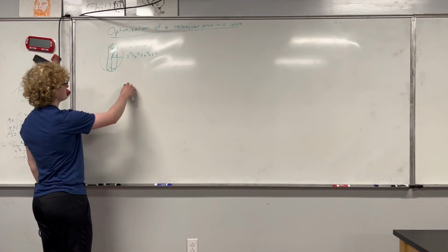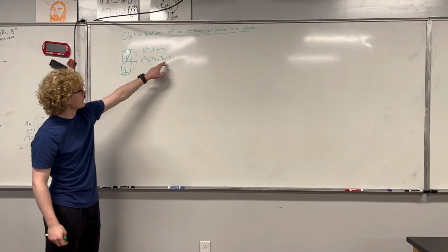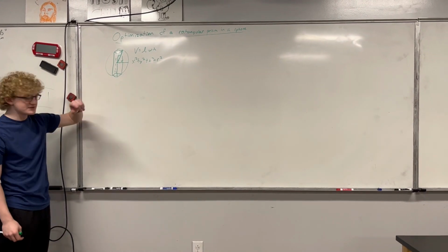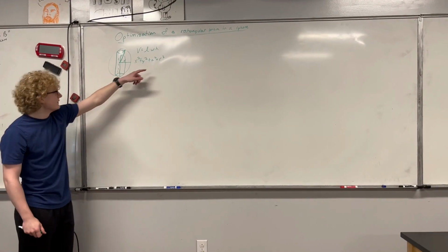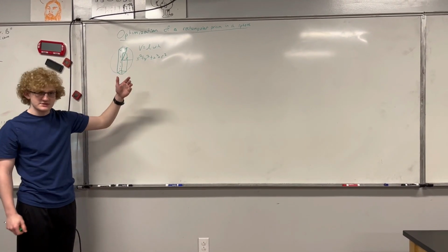Today we'll be doing optimization of a rectangular prism and a sphere. We have our two equations set up. We have x squared plus y squared plus z squared equals r squared. These are with reference to the center of the sphere. So the r squared value is from the center to the edge of the sphere, obviously.